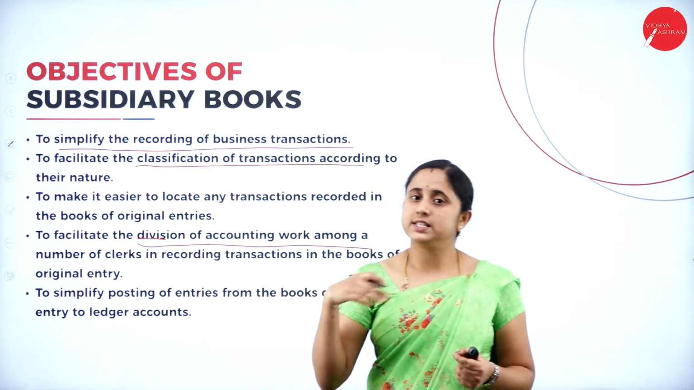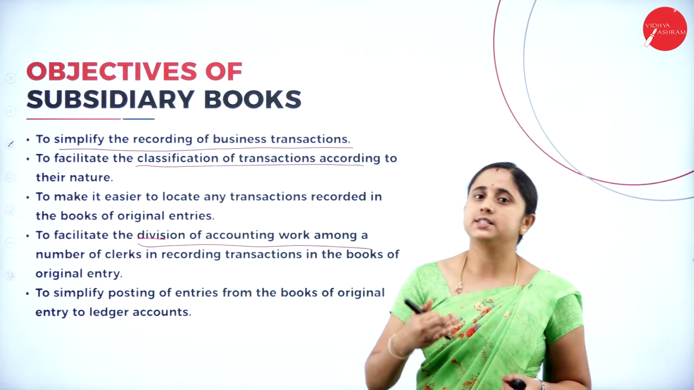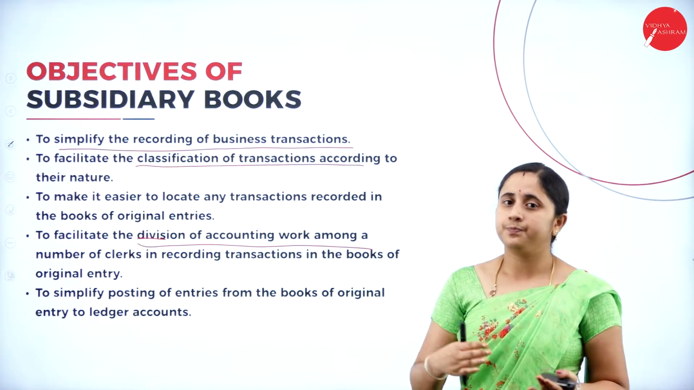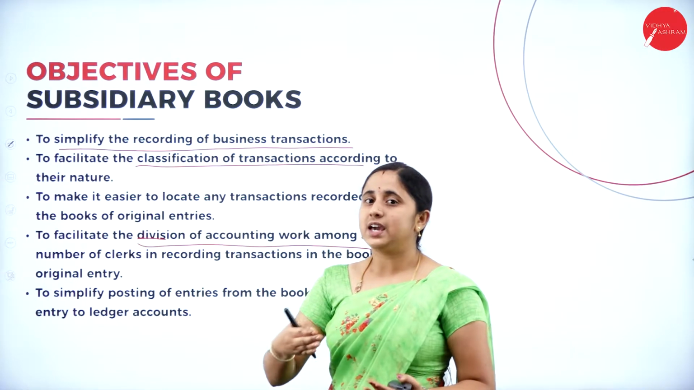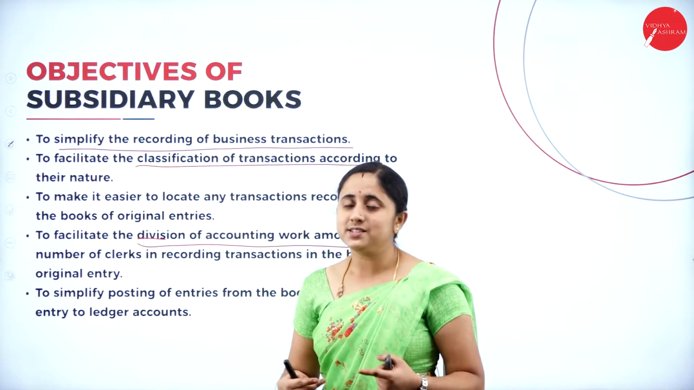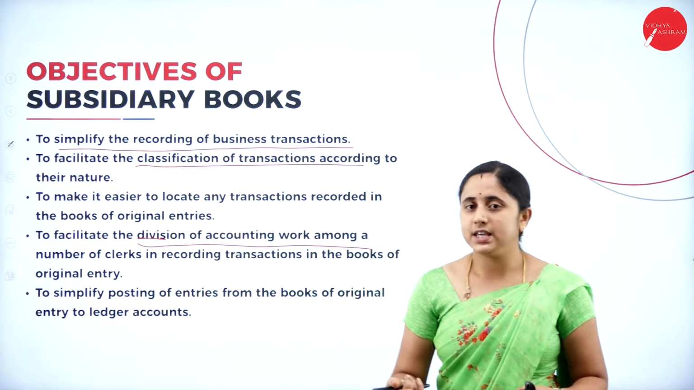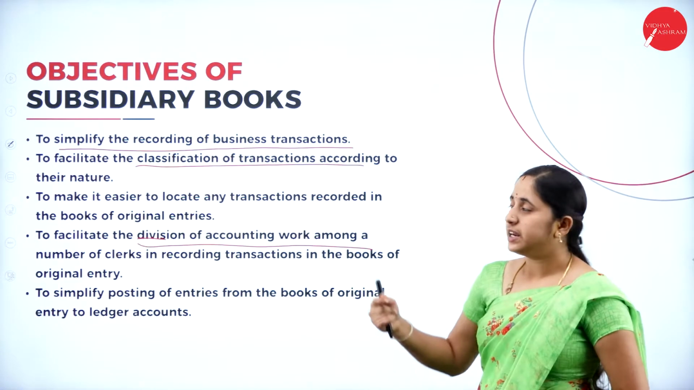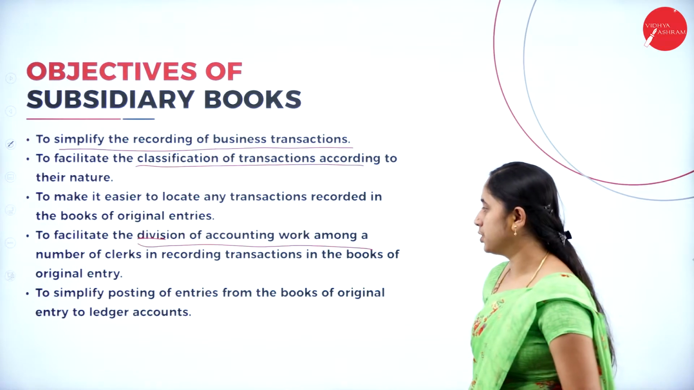So it is easy to record as well as it is easy to verify. When you have more than one book, they can verify twice or thrice. So it becomes easier and errors can be reduced. So errors can be reduced through subsidiary book.